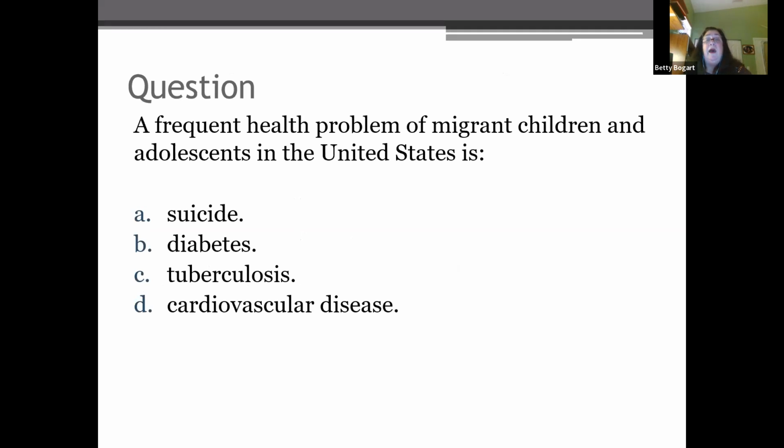So you have migrants, like I've just talked about. So a frequent health problem of migrant children and adolescents in the United States is what? What would you think? Anybody? Tuberculosis, yes. And tuberculosis is because they don't have all of the immunizations like we have, or testing for them. So it is something that can happen. The other things, yeah, there's some of it, but mostly it's tuberculosis, these transmittable diseases.